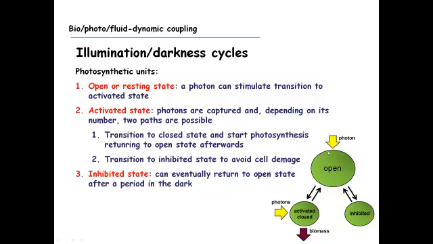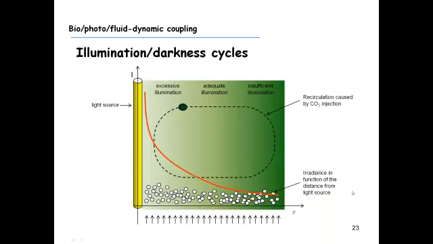Okay, so this is represented here. The photon is captured by the PSU, the photosynthetic unit. If the amount is adequate, it transitions to the activated state, where it receives a little more photons. It then closes, and biomass is produced. If the amount of photons is too big, transition occurs to the inhibited state, and if the cell passes some time in the dark, it can transition back to the open state.